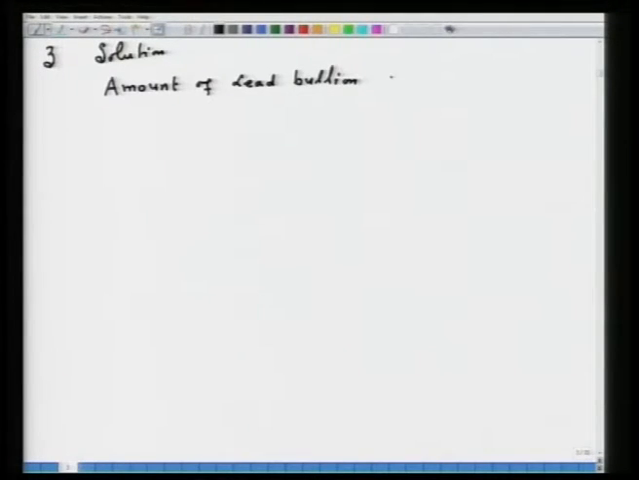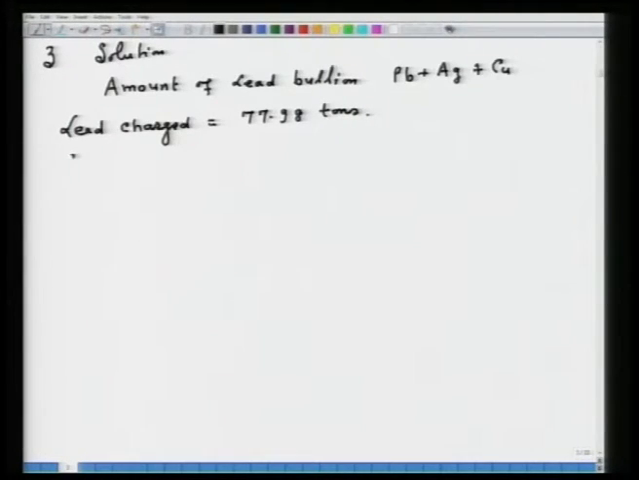Now, here lead bullion consists of lead plus silver and plus copper. So, this point is to be noted that all silver is entering into the lead. Now we have to calculate the total amount of lead charged. Lead charge will be from several sources. So, that will come around 77.98 tons.